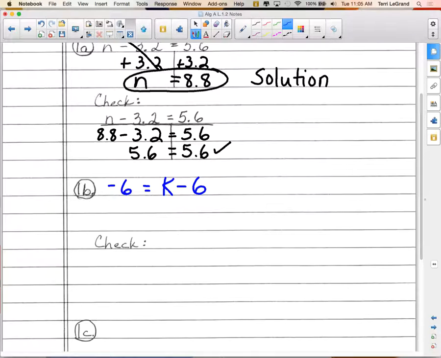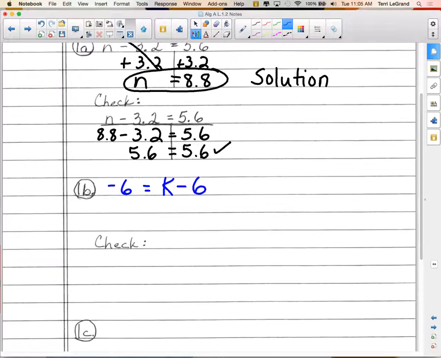Anybody want to offer up what they think we should do? I think we should do in this problem to get it solved. Subtract 6. We always want to look on the side where the variable is. Which side is the variable on? Which side is it on?